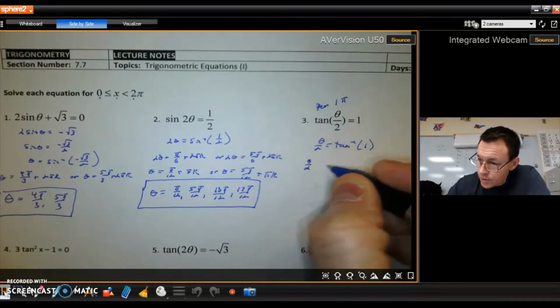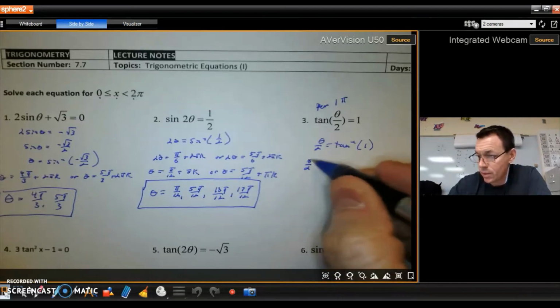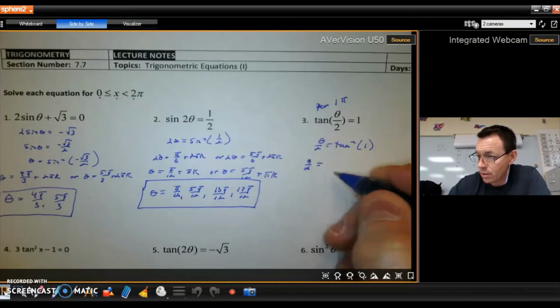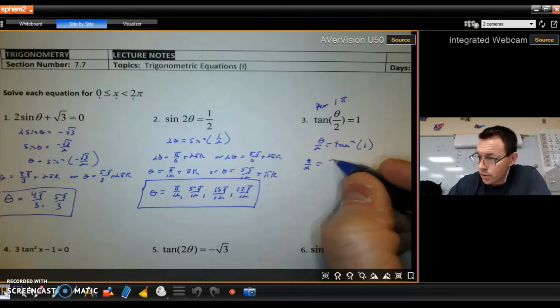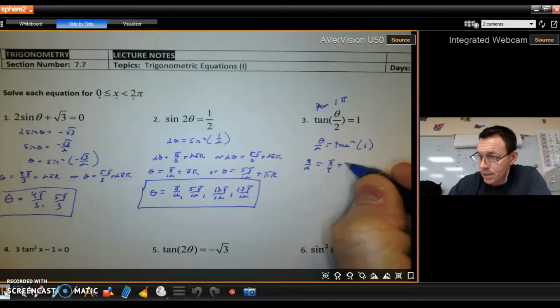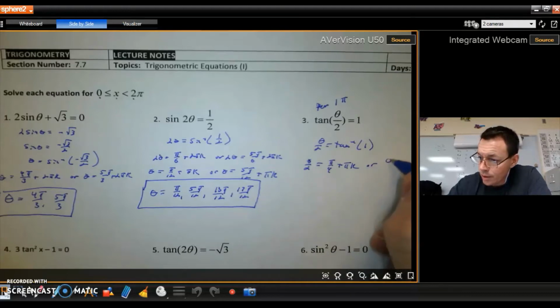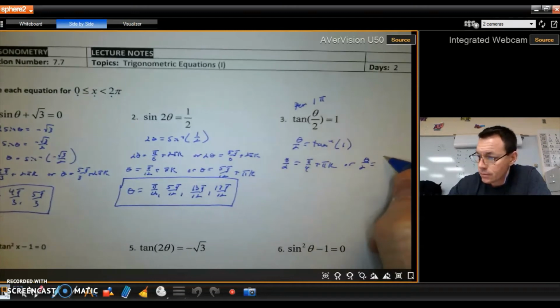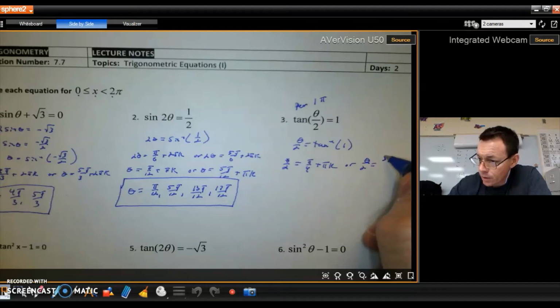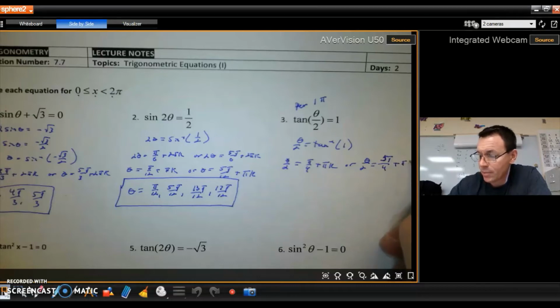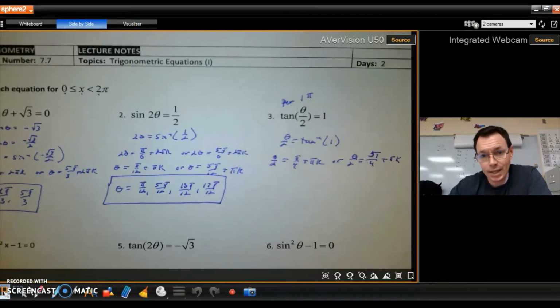So theta over 2. So this is what we did yesterday. We did one that looked very similar to this. So theta over 2 equals, what I say, pi over 4 plus pi k, so just pi. Or theta over 2 could equal 3 pi over 4. Oh, that's not right. 5 pi over 4. 5 pi over 4. I can hear you yelling at me through the screen. All right, 5 pi over 4 plus pi k.